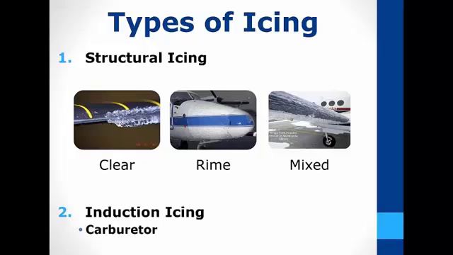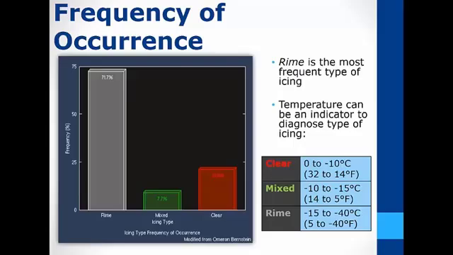Like I mentioned, there are three different types of icing: clear ice, rime ice, and a mixed combination of both clear and rime ice. There is also induction icing, which can impact carburetors on aircraft, but in this particular case, we're not going to talk about that in this talk.